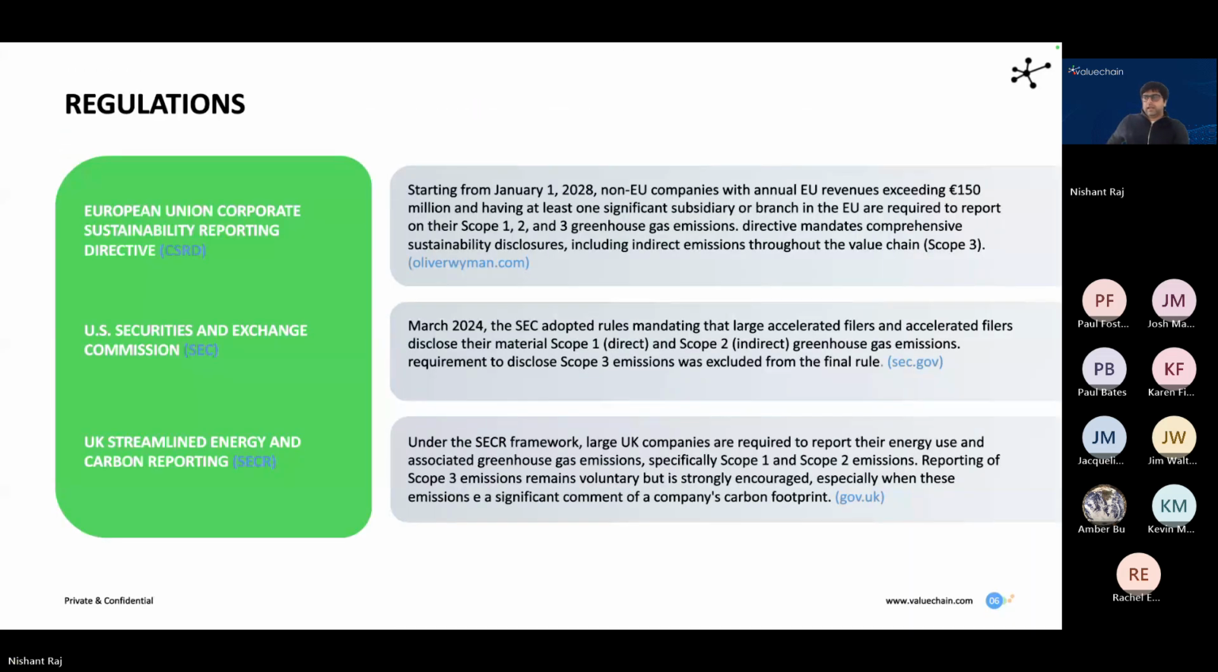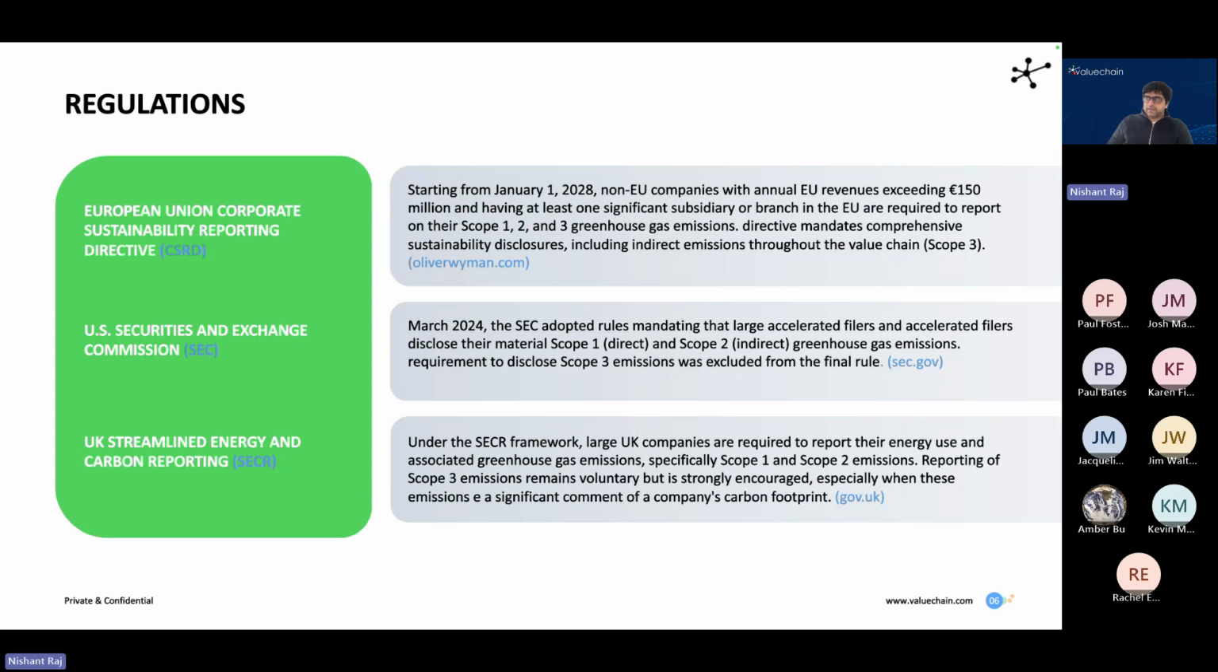Now, as we talk about these topics, these are not just aspects that are nice to do and good to do because it's relevant for the environment. More and more, there are key regulations that are coming into play to drive this. Now, in Europe, with CSRD requirements, we're starting to see this become more strict.